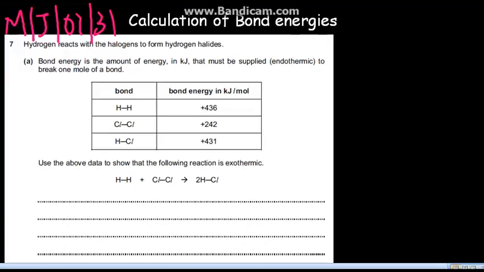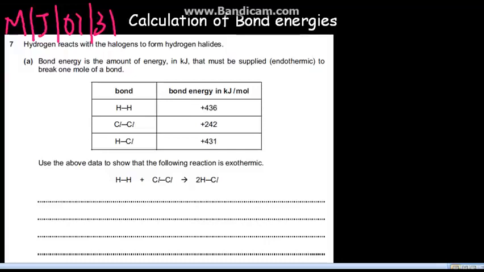Question number 7. Hydrogen reacts with halogens to form hydrogen halides. A. Bond energy is the amount of energy in kilojoules that must be supplied to break 1 mole of a bond. There is a table given to you where the bond energies for the respective molecules have been shown. Use the above data to show that the following reaction is exothermic.